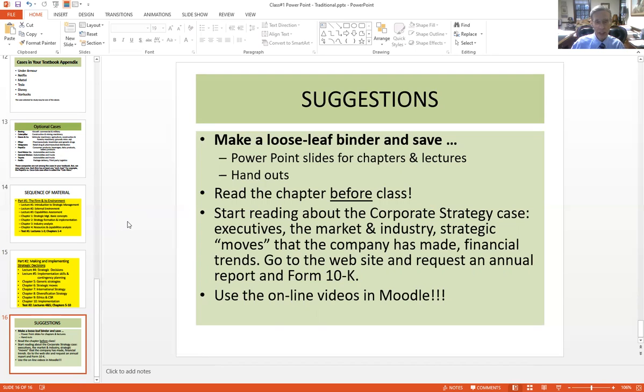Incidentally, once again, when you get into your career, and you're all seniors, or you should be if you're taking this course, you're about ready to move into a corporation. And when you do, this textbook and that 3-ring binder could be valuable to you.